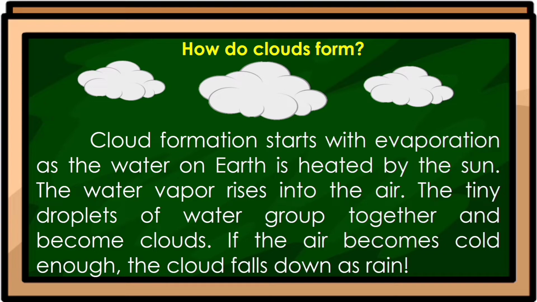Cloud formation starts with evaporation. As the water on Earth is heated by the sun, the water vapor rises into the air. The tiny droplets of water group together and become clouds. If the air becomes cold enough, then the clouds fall down as rain. So this paragraph tells how clouds are formed. Details and the process and how they are formed are presented. So this kind of paragraph that gives information is known as an expository text.